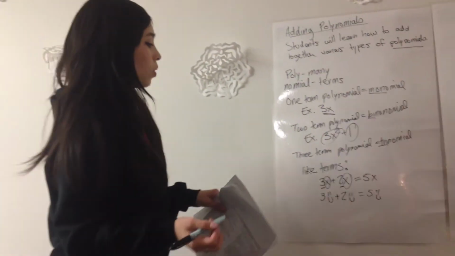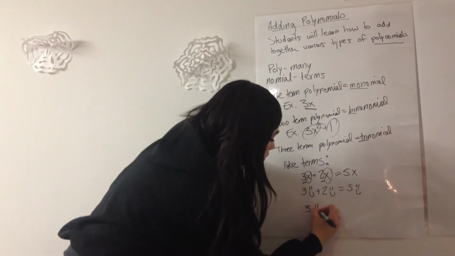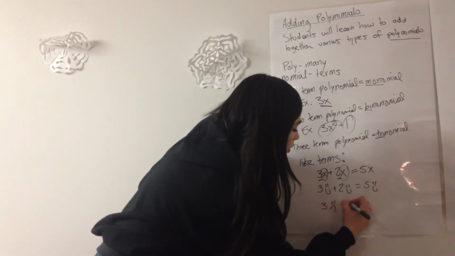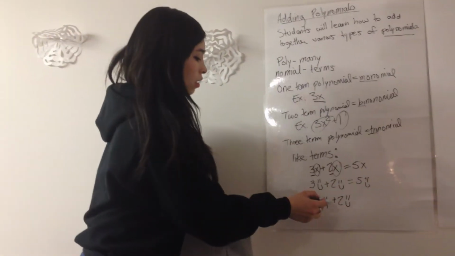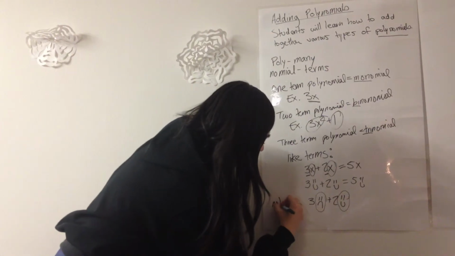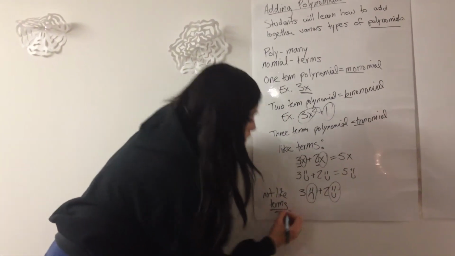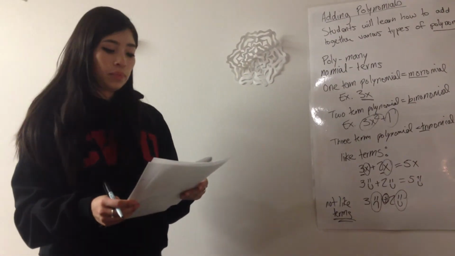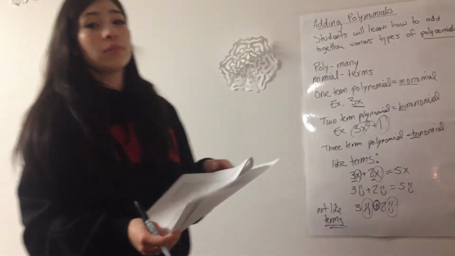Okay, but let's say you had 3 frowny faces, someone was really sad, and then 2 happy faces. These are not the same, so they're not like terms. So you cannot add these two together. Okay? And that's just an example of how you would add polynomials.